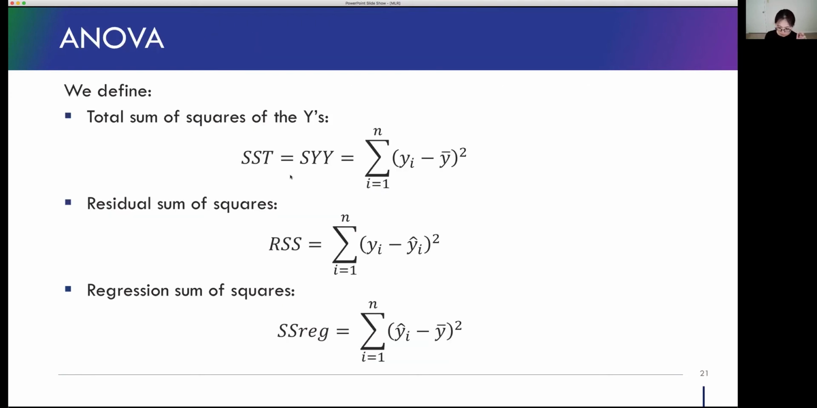Well, to do this ANOVA, we have to define a couple of things before we can get our test statistic. Okay, the first one is the total sum of squares. It's the summation of yi minus y bar squared. It's also called SYY.